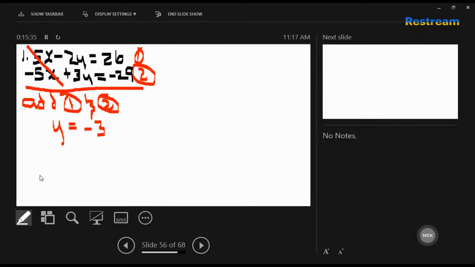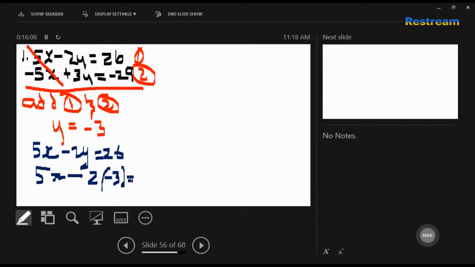So all you need to do is identify which of the equations you're using. So I'm going to use the first equation, 5x minus 2y is equal to 26. And since we just found out that y is -3, I'm going to plug in -3 where y is. So I'm going to have -2 and put a bracket and -3 and finish up the rest of the equation.